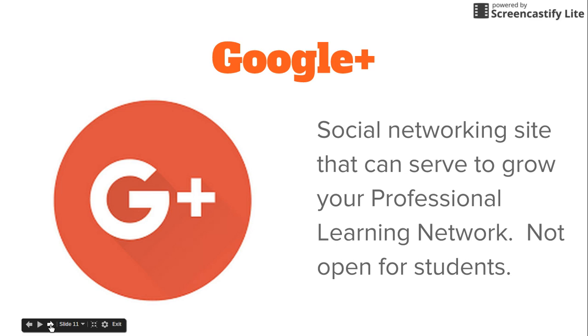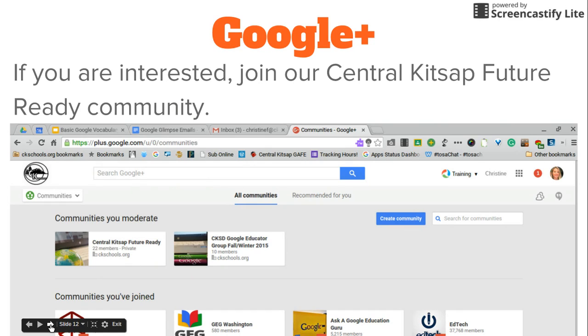Google Plus. Now this one's a little advanced, but we want to let you know that it's out there. It is a social networking site that can serve to grow your professional learning network. It is actually not open for students, but it is open for staff. And we do have a resource there to get you help. So if you're interested, you can join our Central Kitsap Future Ready community. You go to your Google Plus, which is from your Waffle or your Apps Launcher. You find Google Plus, get set up, and then you go to Communities. This will actually say Home for you, but then you go to Communities. Once you go to Communities, search for the Central Kitsap Future Ready part, and you can put questions and share resources, all with staff across just CK, because it is private only to us.